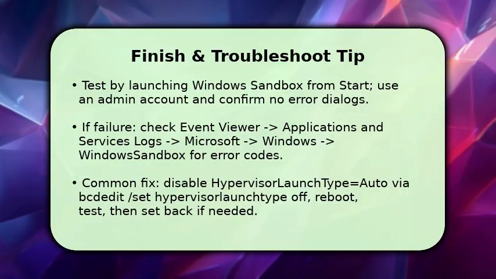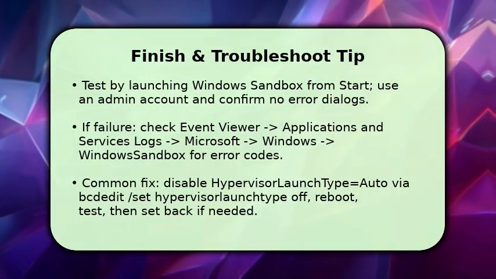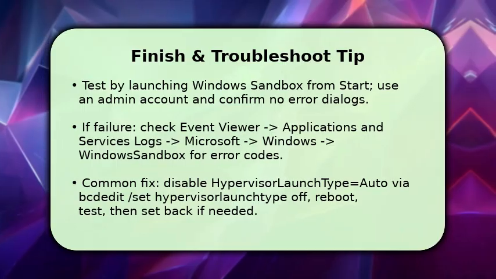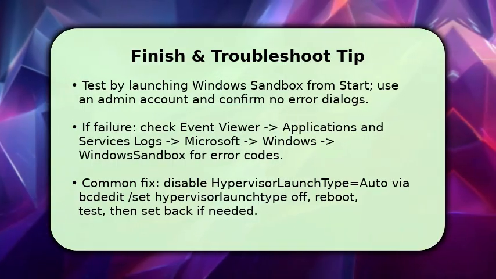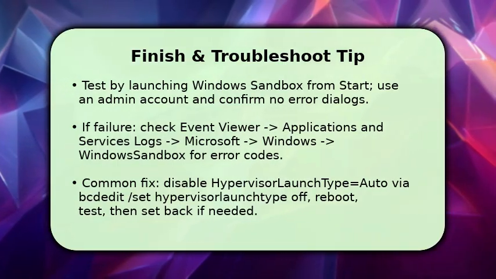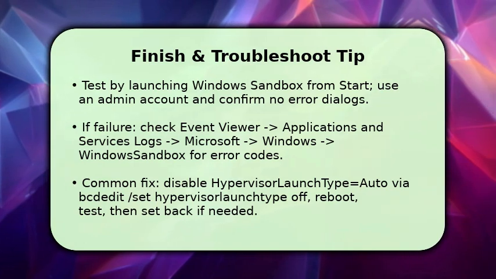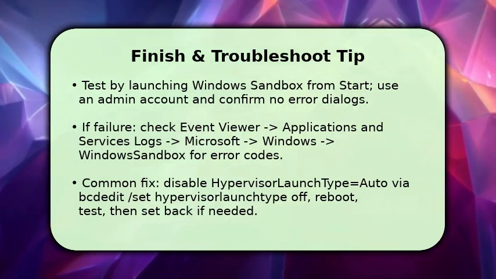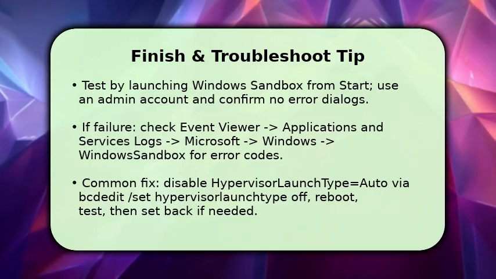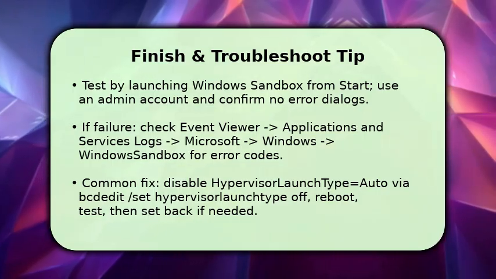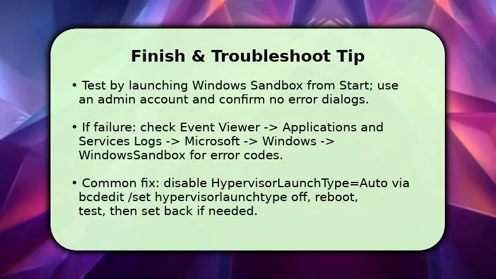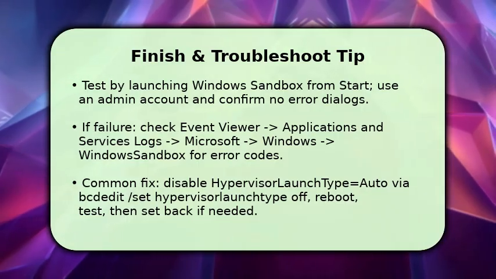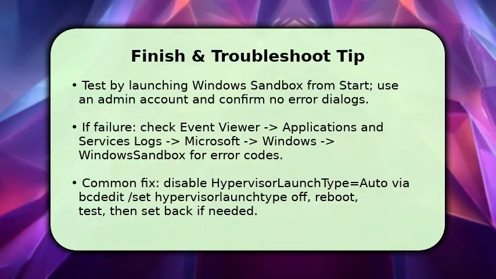If it fails, immediately inspect Event Viewer under the Windows Sandbox log for precise error codes and failure calls. Those entries tell you whether it's a driver, policy, or service issue. A practical troubleshooting tip is to toggle hypervisor launch. Use bcdedit /set hypervisorlaunchtype off, reboot, test, and then restore to auto if needed. This often resolves boot-level conflicts and gets Sandbox running again.